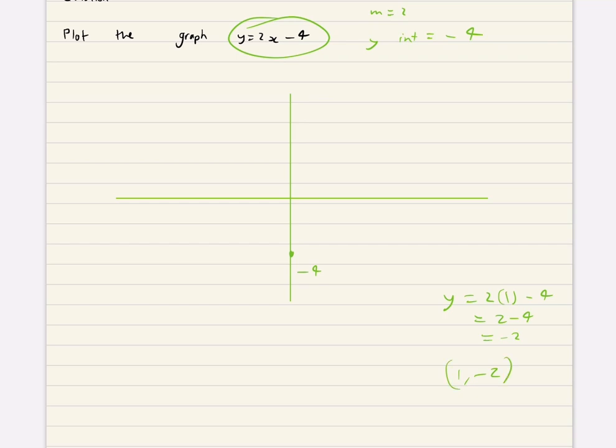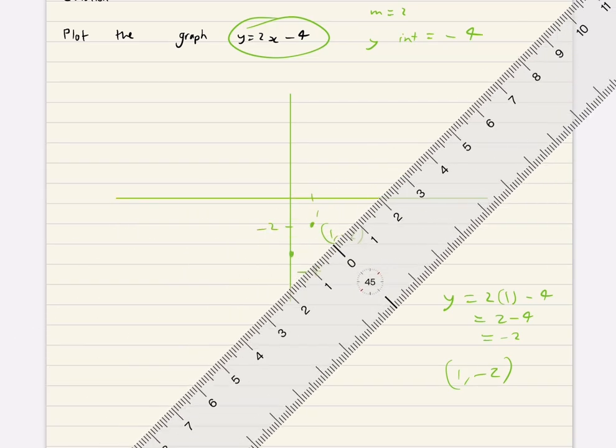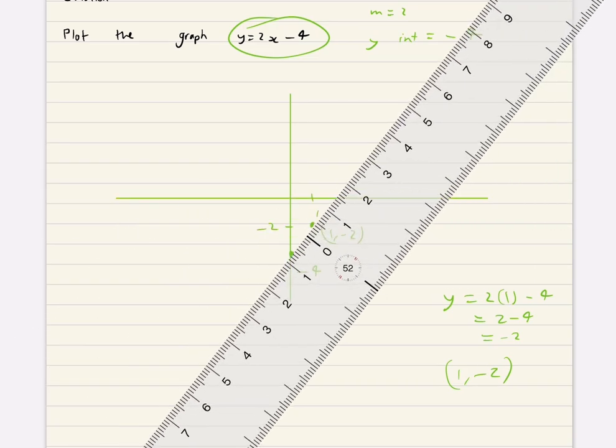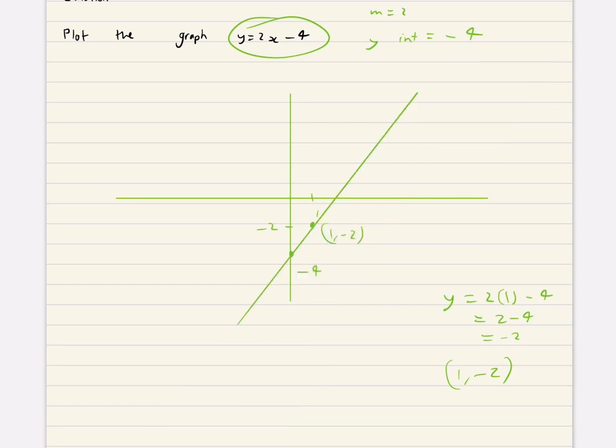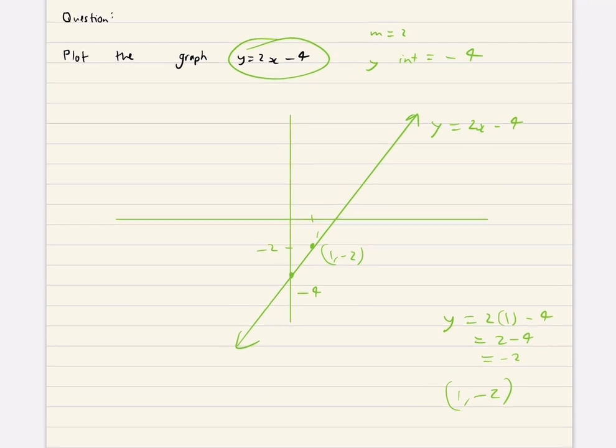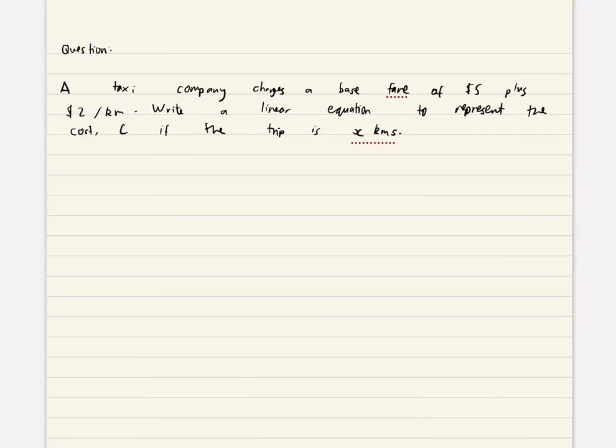So now if we plot this point, x is 1 is somewhere about here. Y equals negative 2 somewhere about there. So that is your coordinate 1, negative 2. And now if we grab our ruler and connect the 2 dots, we will now have our equation of the line right there. Y equals 2x minus 4. And does it look about right? Well, yes, it cuts at negative 4 on the y-axis, and it's got a positive slope, so it should be going up to the right. So yes, that graph looks right. We should be good. Next question.